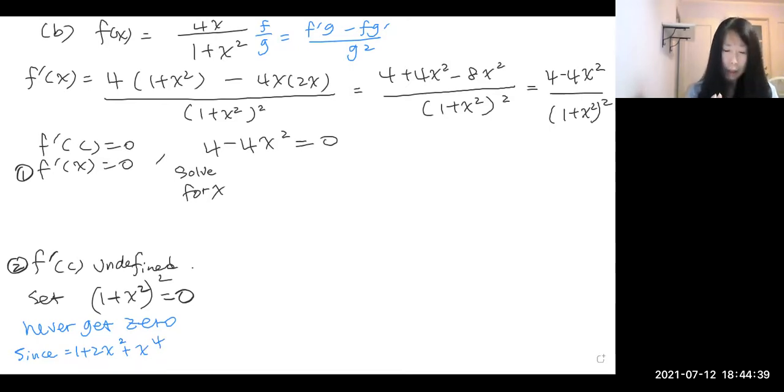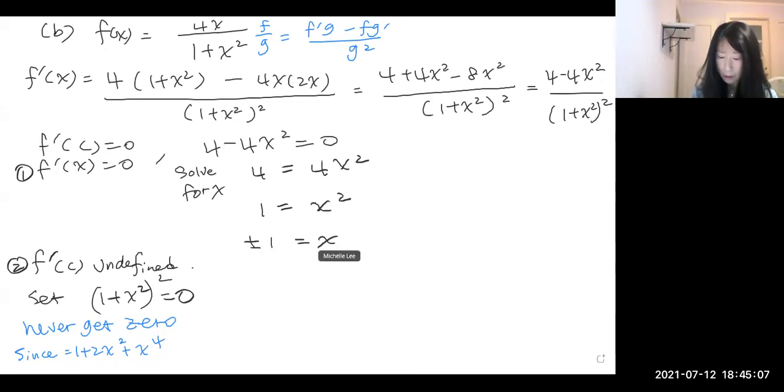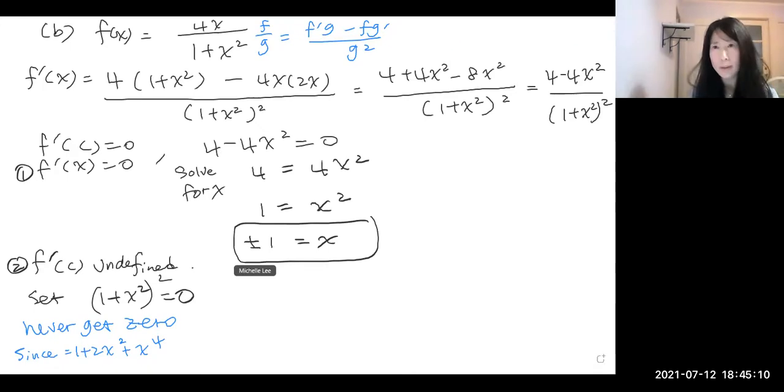Now we're going to find just the x. How? What do you get for x in this case? I got 1. Okay, so we have 4, and then we move the negative 4x squared, right? All right, then 1 equals x squared. When we square root both sides, it's x equal to plus or minus 1. Is that okay? Yeah, that's the critical point.